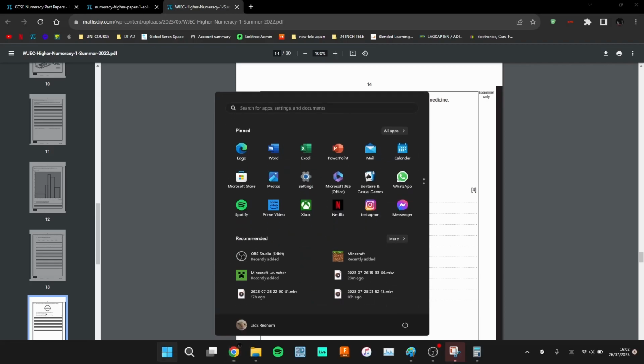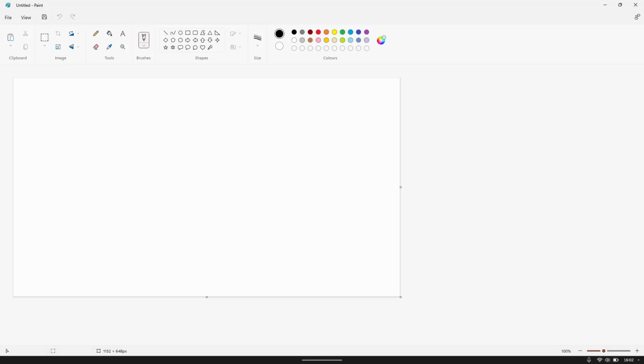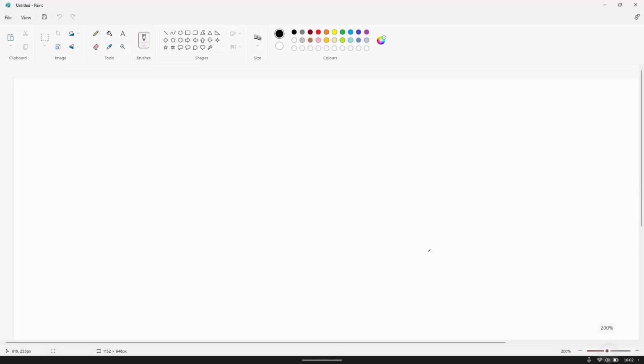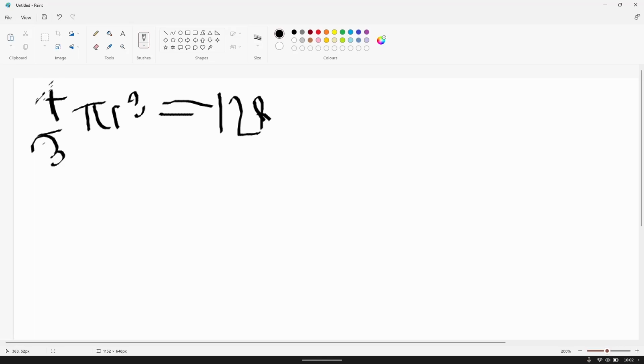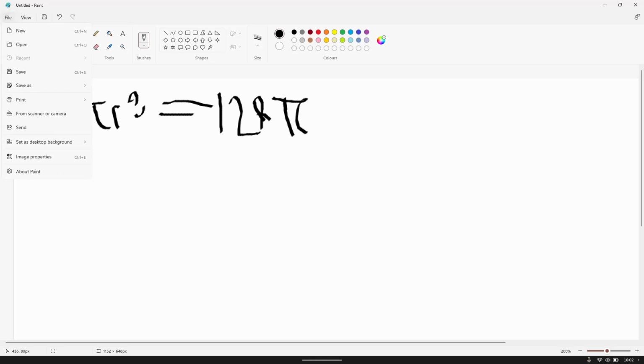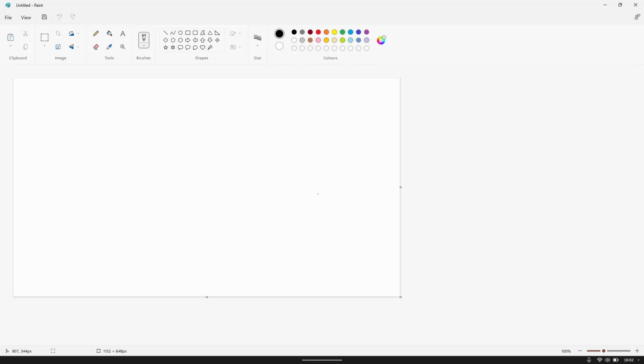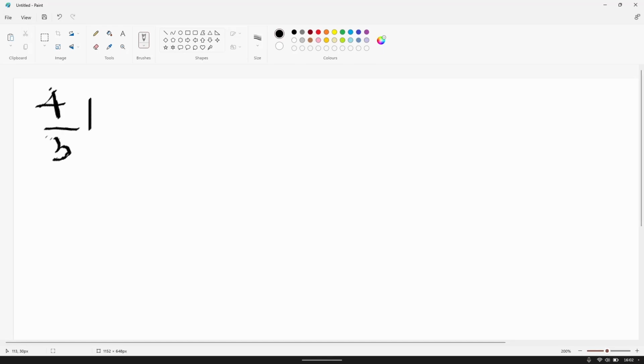Volume is 128 pi. So what's the volume of a sphere? Well, the volume of a sphere is 4/3 pi r cubed, okay? And then we've got 128 pi. Let's just redo that. 4/3 pi r cubed is equal to, and we've got a volume of 128 pi.